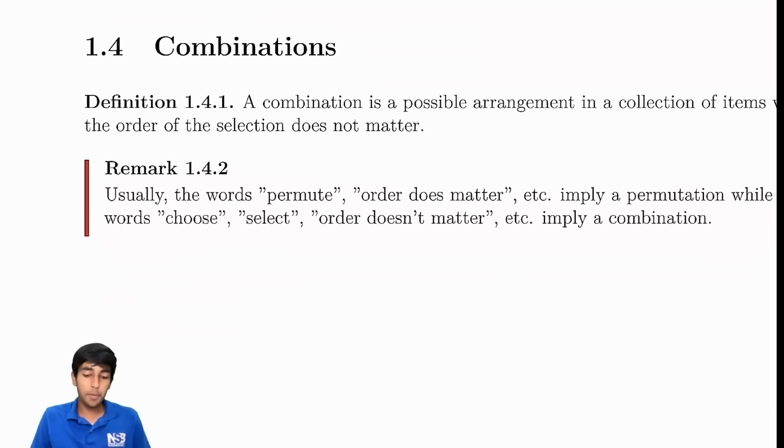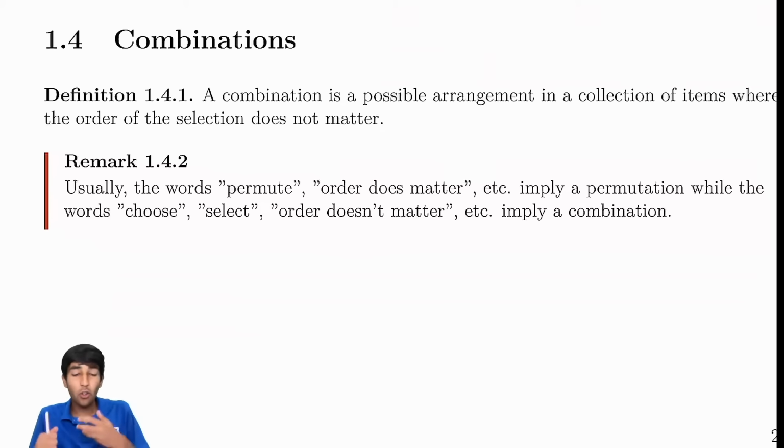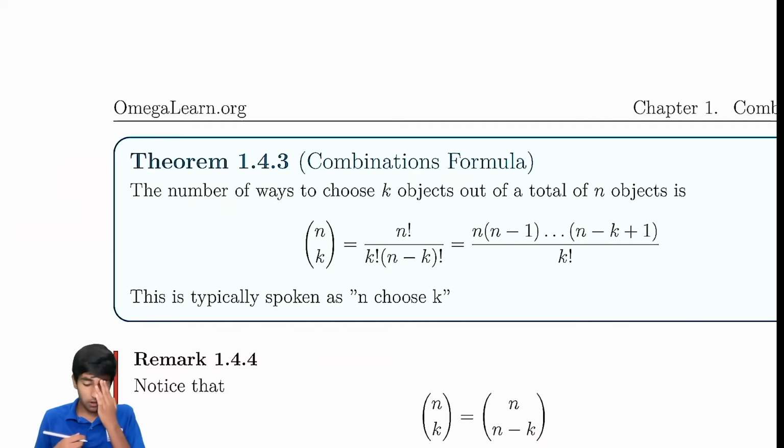But now let's move on to combinations. So yeah, combinations is where the order does not matter. And some keywords: permute and order imply it's a permutation, versus choose and select, which imply combinations. So let's move on to the combinations formula.